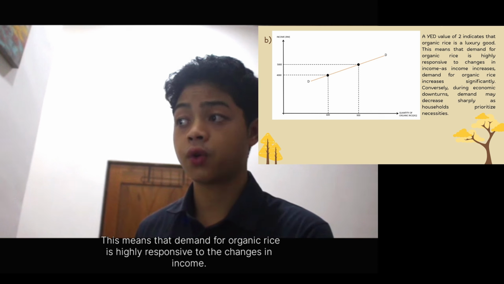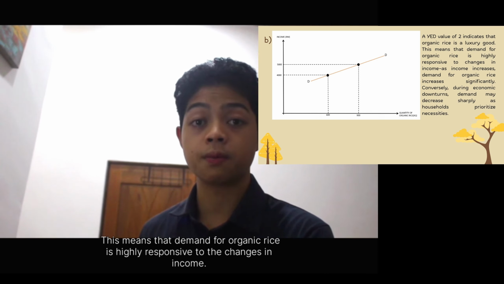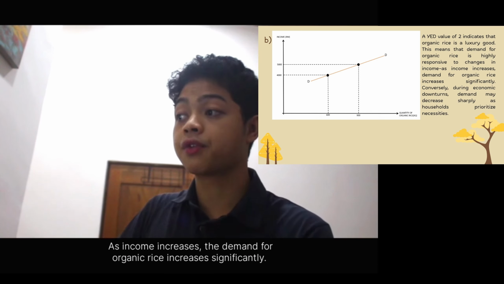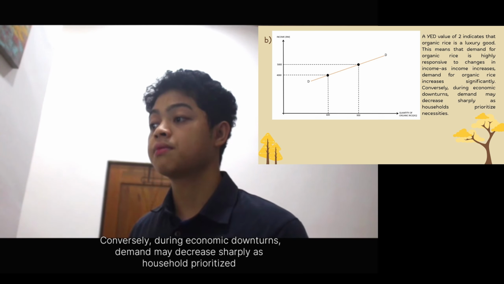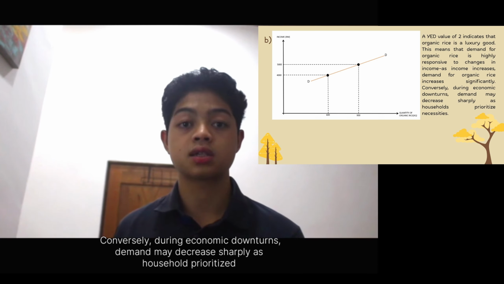This means that demand for organic rice is highly responsive to changes in income. As income increases, the demand for organic rice increases significantly. Conversely, during economic downturns, demand may decrease sharply as households prioritize necessity.